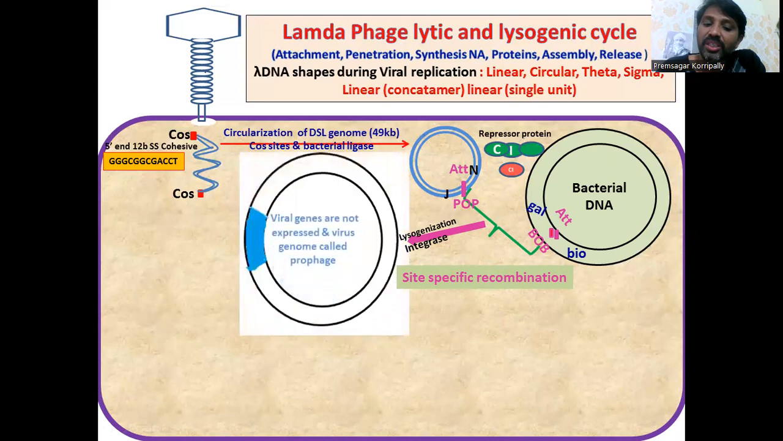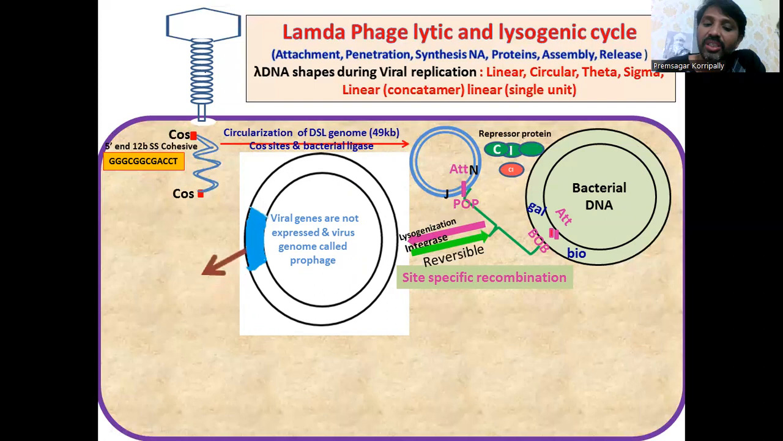So you see, this integrated lambda phage DNA is called a prophage, because during this stage the viral genes are silent or not expressed. Hence, the lambda phage genome is called a prophage. And the integration is a reversible process, so again they can be separated into the lambda phage DNA and bacterial DNA.